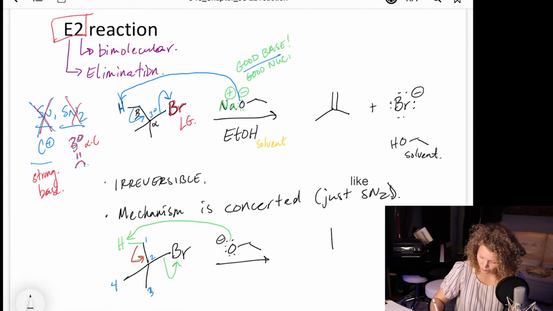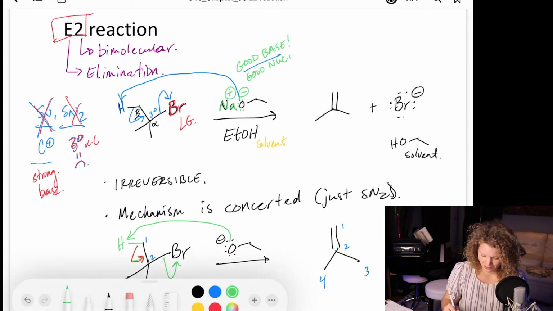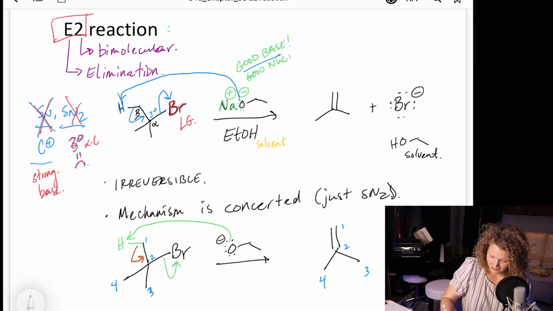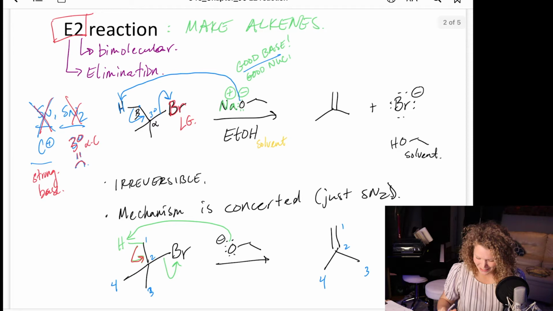All right, so between 1 and 2, we have a double bond. Okay, and then there's 3 and 4, and I can label them here. 1, 2, and then 3 and 4. Okay, cool. E2 reactions make alkenes. That's what we just learned. Pretty neat. These make alkenes. Now, it's not just that simple, and we all know that. There's more involved with this.